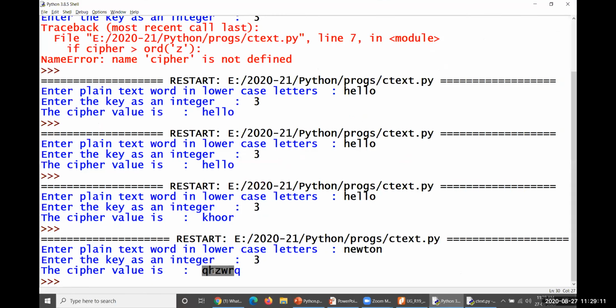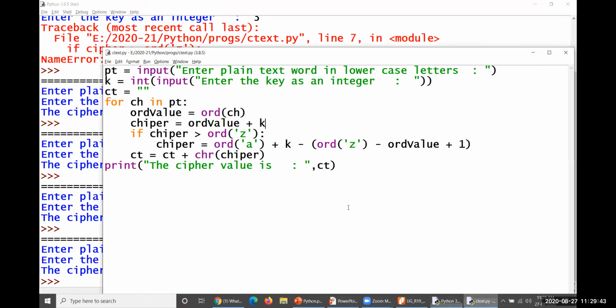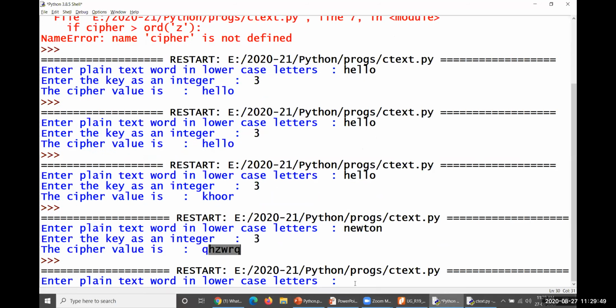QHZWRQ. People who grab this ciphertext value could not understand it unless they have the key value. If the key value is with them, of course they will decrypt it immediately, there is no problem at all. Unless they have the key, QHZWRQ cannot be understood. Let me change the key one more time, then we will see the output here. So let me enter NEWTON again. Newton is our word.